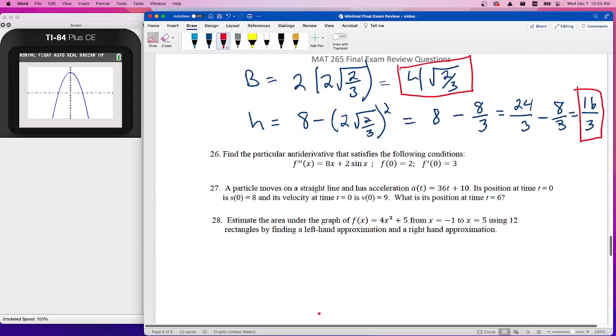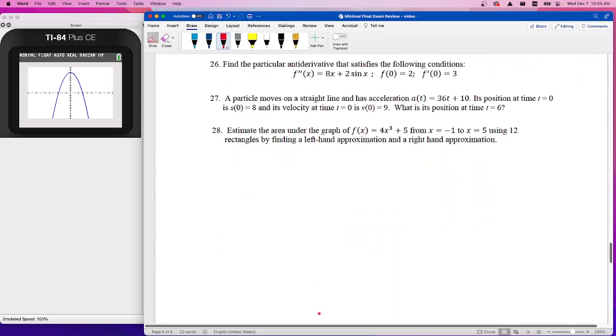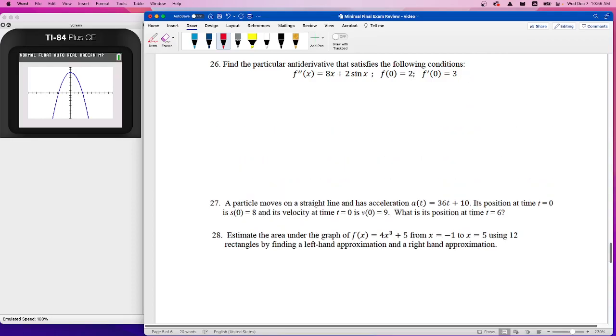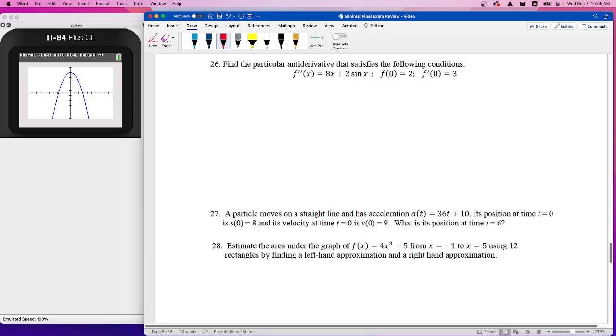All right, a couple more. Let's keep on going here. I hope you're finding all this helpful. And again, fast forward through the parts that you don't need. Maybe do it at double speed, and it will at least refresh you. Find the particular antiderivative that satisfies the following conditions.